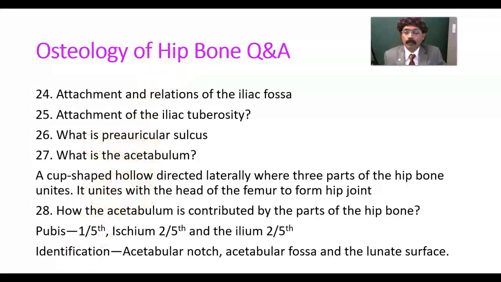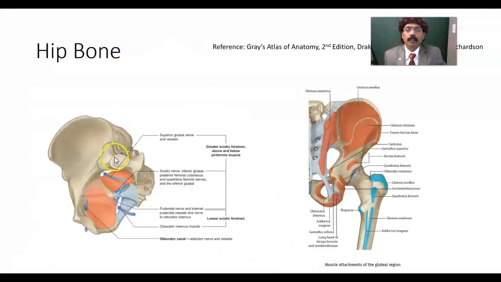Okay, acetabulum contribution, identification: acetabular notch, acetabular fossa, lunate surface. We have to identify all of this. Here is an important point: in the greater sciatic foramen we have the piriformis muscle. Some structures pass above the piriformis. What are those structures?